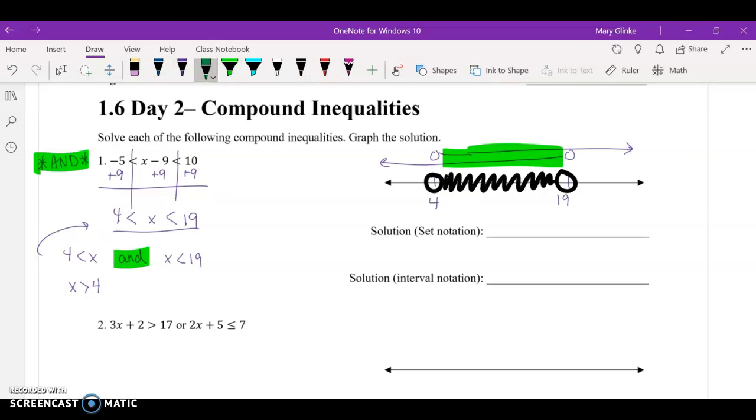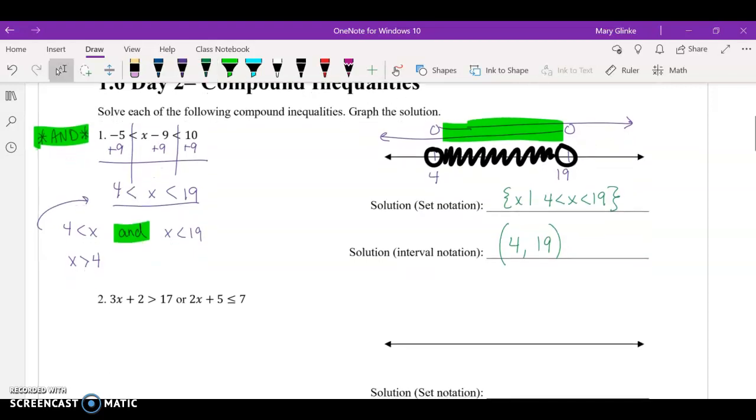So I do want to see your final graph here. Your solution in set notation is going to be x such that 4 is less than x, which is less than 19. We do push it together like that in set notation. For interval notation, the farthest to the left that the graph is shaded is 4, but it doesn't include 4 because of the open circle. And then it goes to the right to 19, but again, parentheses because of the open circle.